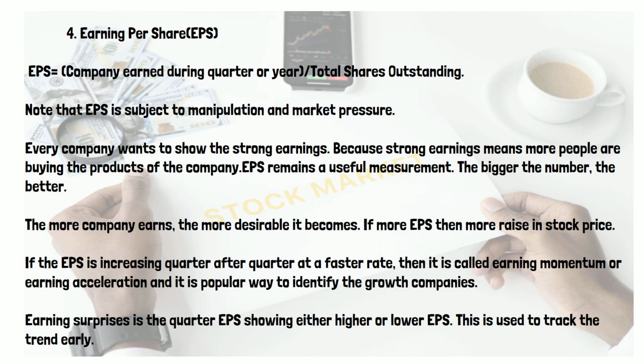The bigger the number, the better it is. The more the company earns, the more desirable it becomes. If EPS is higher, then the stock price rises more. If the EPS is increasing quarter after quarter at a faster rate, then it is called earnings momentum, or earnings acceleration, and it is a popular way to identify growth companies. Earnings surprise is the quarterly EPS showing either higher or lower EPS than expected. This is used to track the trend early.